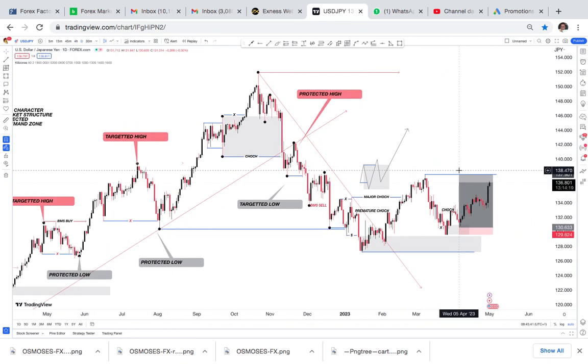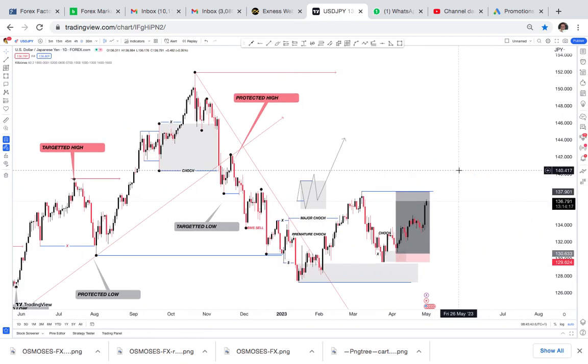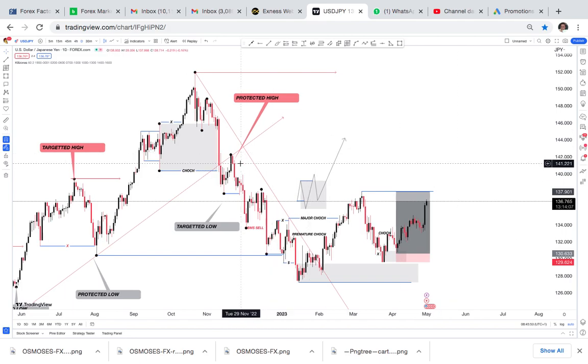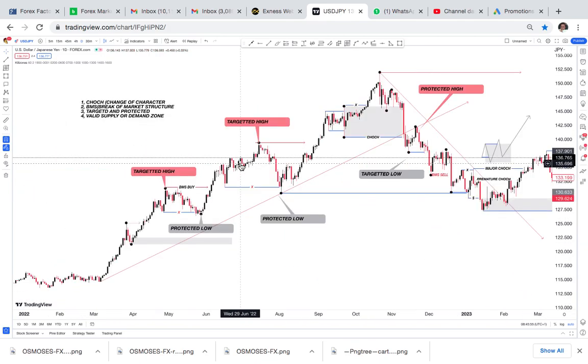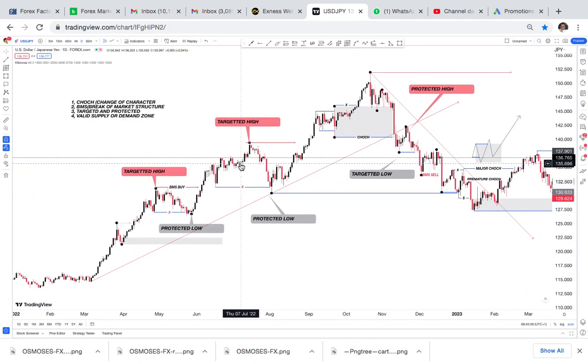So this gives you a take profit and an entry. It gives you where to enter, it gives you where to target, because this is what the institutions are also targeting. So the last one is how to find a valid supply or demand zone. How do I find a very valid supply or demand zone?